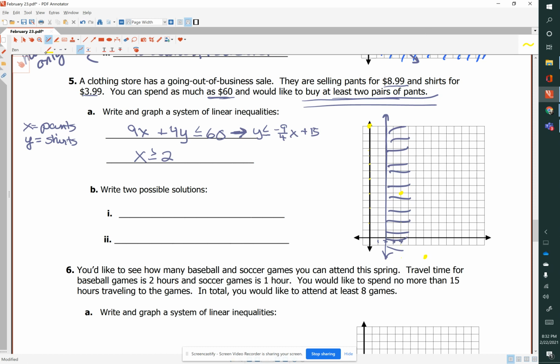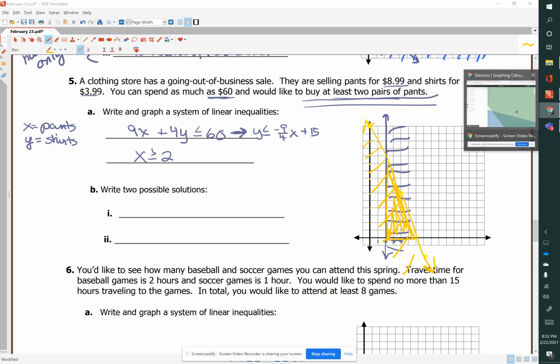I don't know if this is the best color to use. I'll make sure you guys can see it. So, and these are solid lines. They both have the equal sign with the inequality. And then in this case, you would shade below the line, and there is our solution set, the overlapping region right there. So let's take a look at Desmos.